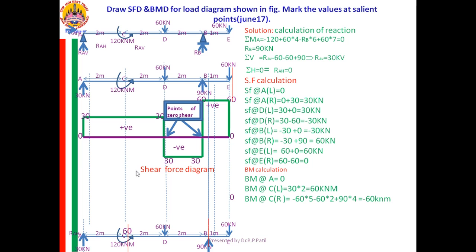Right? Therefore, on the left part, the calculation will be 30 into 2 minus 120. Therefore, the answer will again be equal to minus 60. Yes. Now the bending moment at D. Friends, if you have any silly confusions, don't hesitate to ask. I have the patience to answer any of your questions.